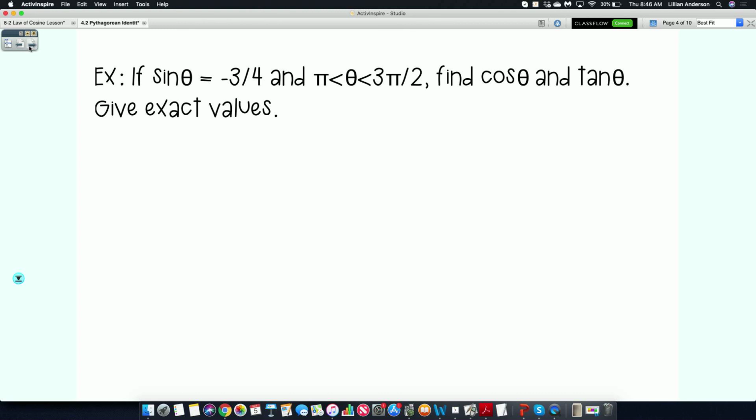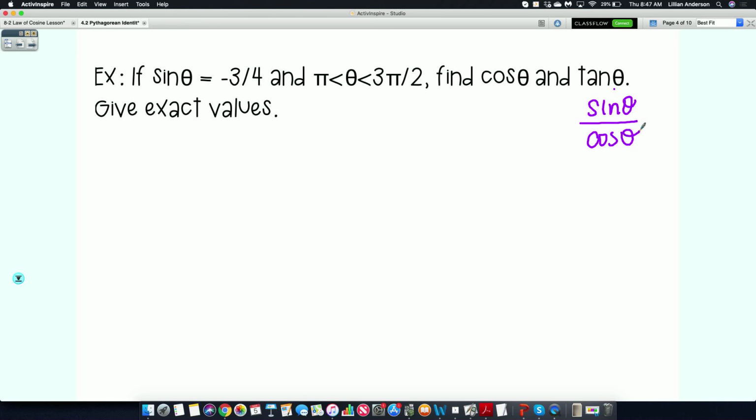Now, if sine theta is equal to negative 3/4 and theta is in between pi and 3 pi over 2, we're going to find cosine theta and tangent theta giving exact values. Now, that notation of pi less than theta less than 3 pi over 2 lets us know that we're dealing with theta in the what quadrant? Third quadrant. In the third quadrant, sine is negative and cosine is negative. And so if sine and cosine are both negative, that means tangent has to be positive, because tangent is the same thing as saying what over what? Y over x, which is sine over cosine.